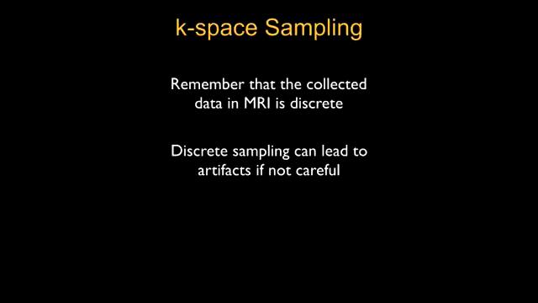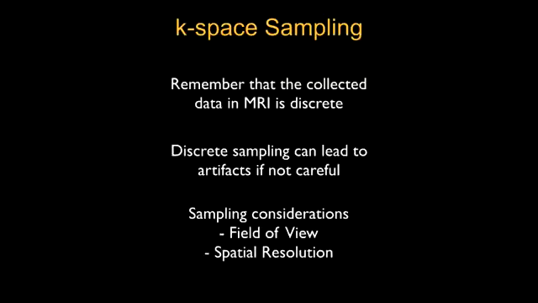So the discrete sampling can lead to artifacts if you're not careful. And from that perspective, you always have to think about the field of view and the resolution. Because whenever you have sampling, if your field of view is not enough, there will be an aliasing artifact.